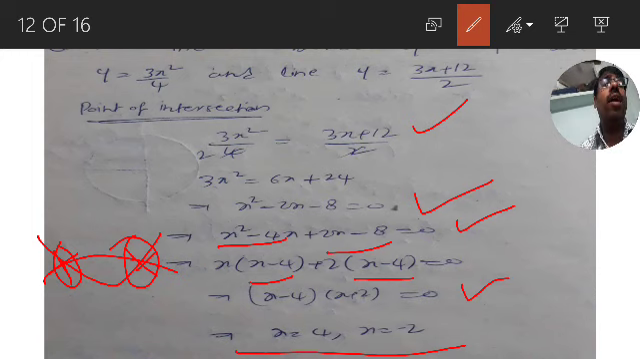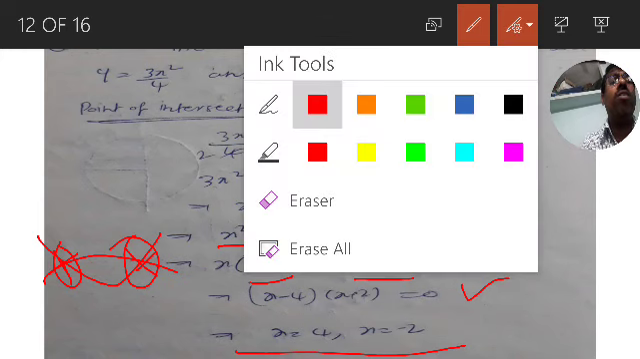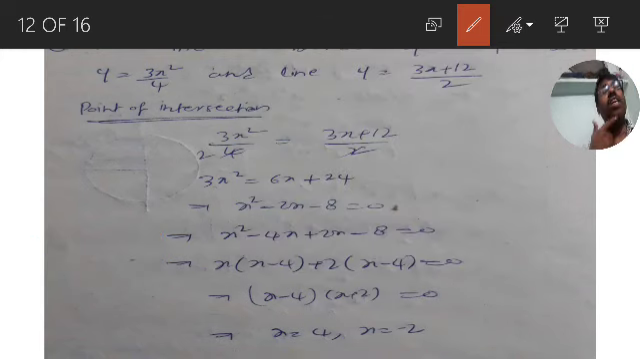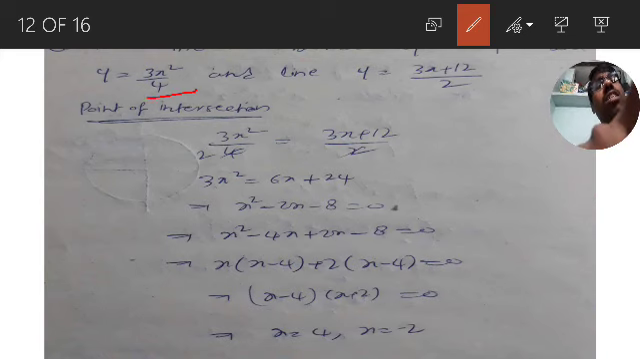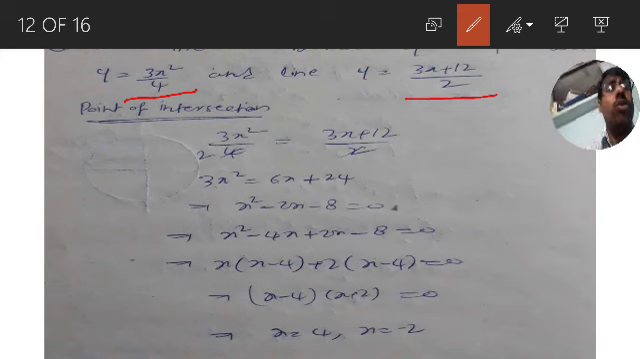Now we need to find which is the upper curve and which is the lower curve. Then the integration a to b of upper curve minus lower curve gives the answer. So the first curve is 3x squared by 4, and the second curve is (3x plus 12) by 2.